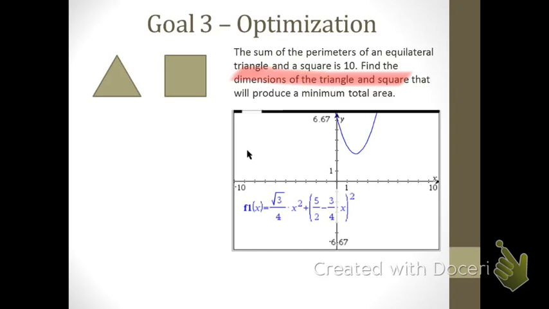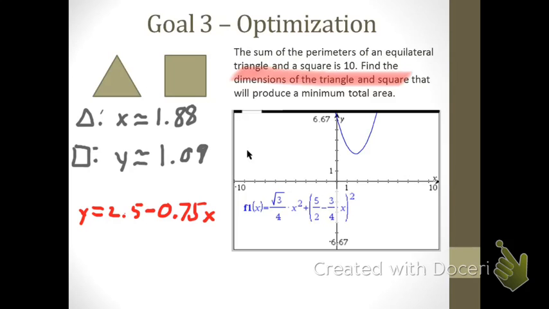Alright? Now you've already figured out for the triangle, whose sides were each x, that the size of the triangle would be about 1.88, and there were no units given, so we'll leave it at that. Then for the square, you use the fact that y was equal to 2.5 minus 0.75x to figure out that the side lengths of the square were about 1.09.